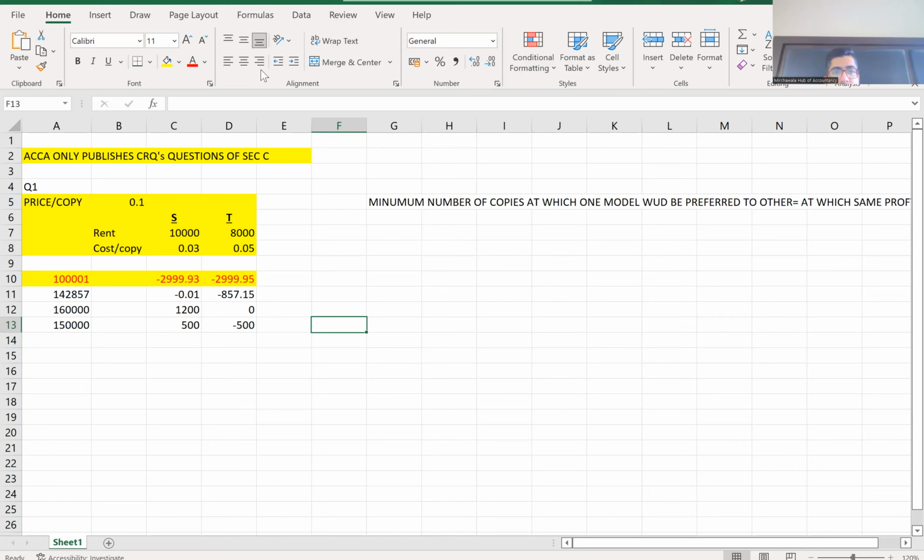Okay, so do remember this: whenever it asks for the minimum copies over which one model, one product, would be preferred over the other, it's always the one showing the same profits. So check all options' profitability. At whichever option both models produce the same profits, that is going to be the answer.